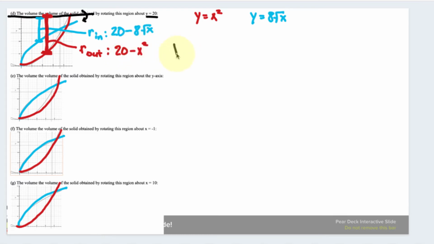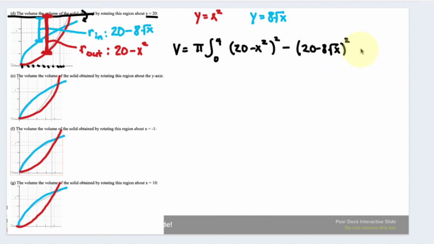Then to get our volume, we just do the same thing. Take the pi out. We're still doing dx slices, so we're still adding up from 0 to 4. Now the radius outer is going to be this 20 minus x squared thing, squared, radius outer squared, minus radius inner squared dx.